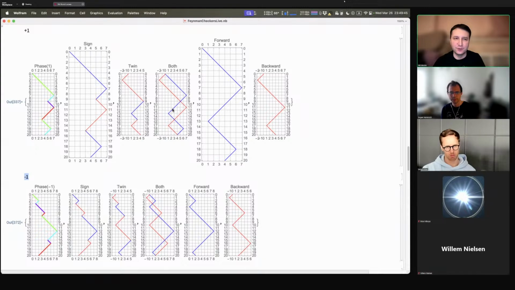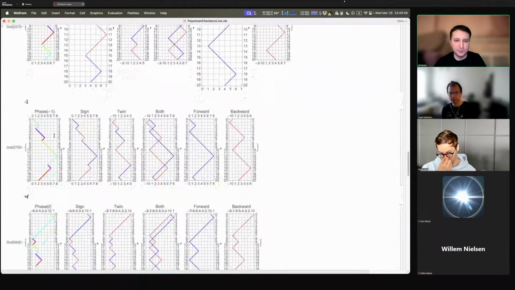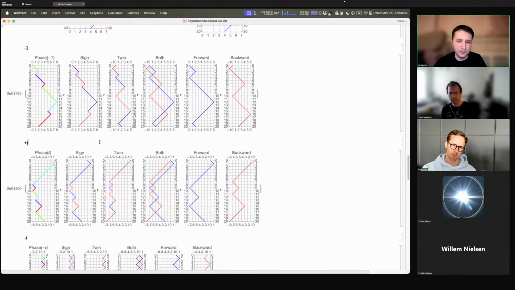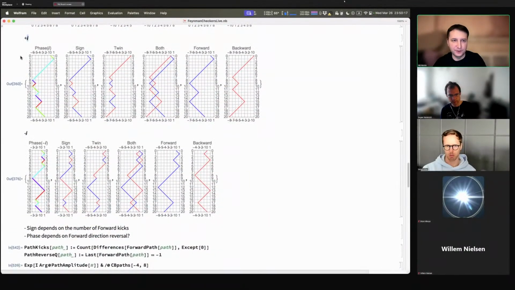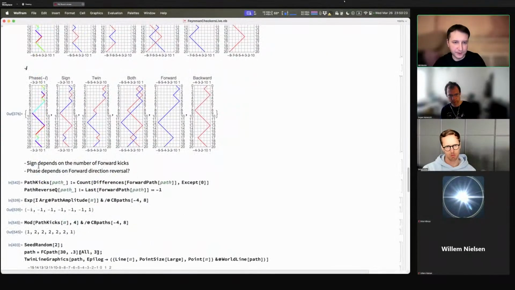So 3, it's odd, so it's 1, right? If it was 1, it also corresponds to 1. So a single one is going to have a single +1 amplitude. If it's going to be an even number of those space-time regions, it's going to be a -1. But you get the imaginary unit when those twin paths and the original path do not close on a single event, right? So in a way they diverge, they don't end on a nice annihilation event. And the sign also depends on the number of forward kicks.